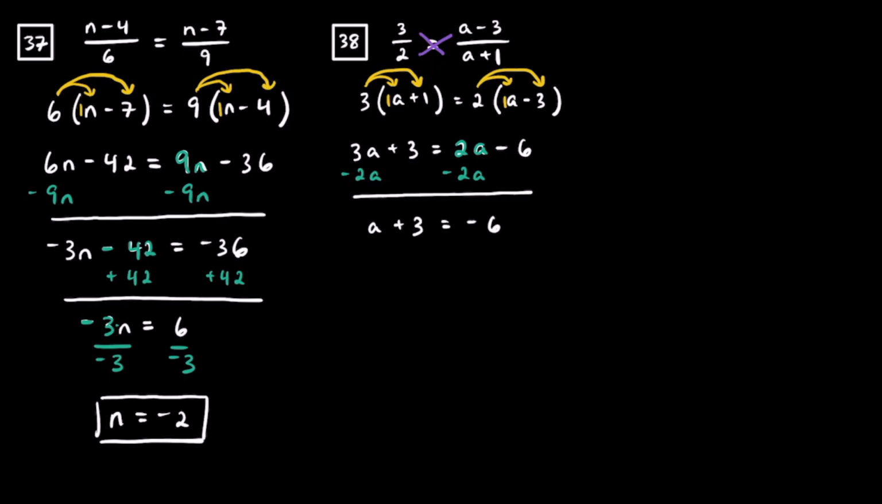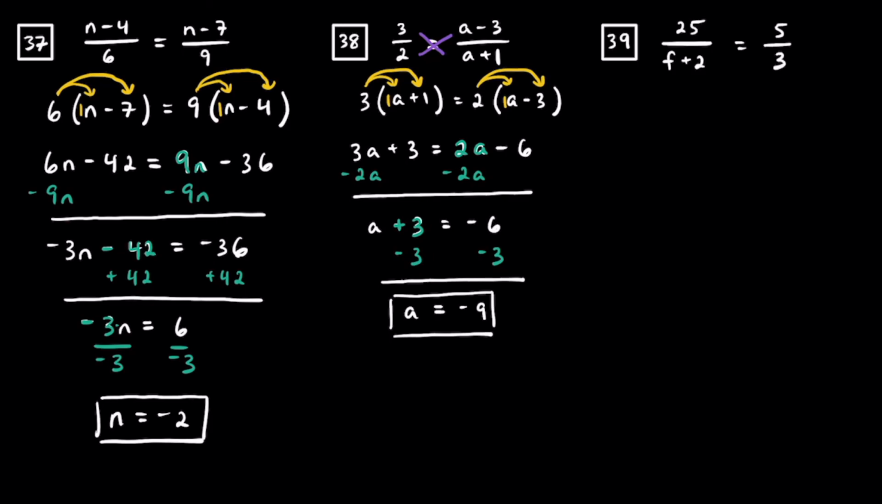Now, to get this a completely alone, we have this plus 3 going on here. We can subtract 3 from the left side and then subtract 3 from the right side. And if we do that here, we're just going to be left with a on the left side, and on the right side, negative 6 minus 3, or negative 6 plus negative 3, is equal to negative 9. There's our solution.